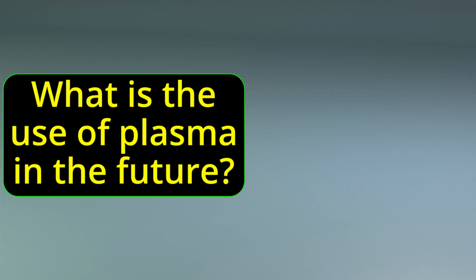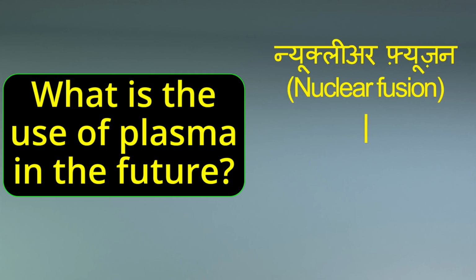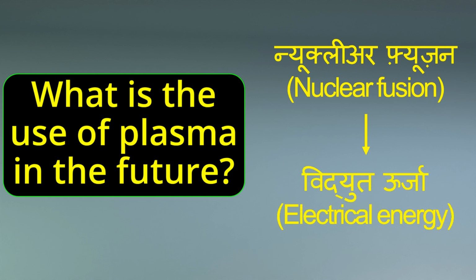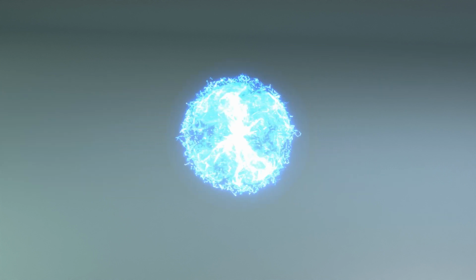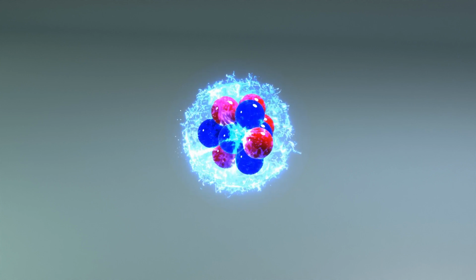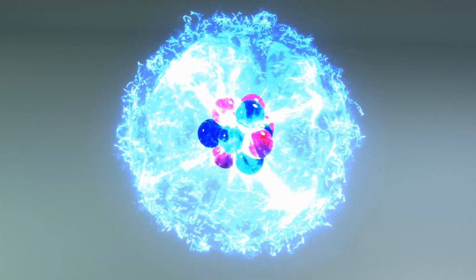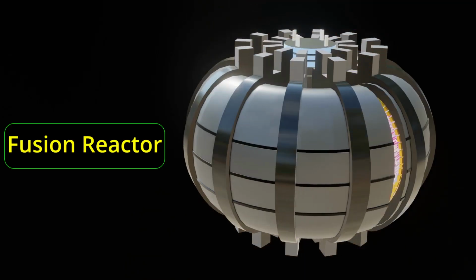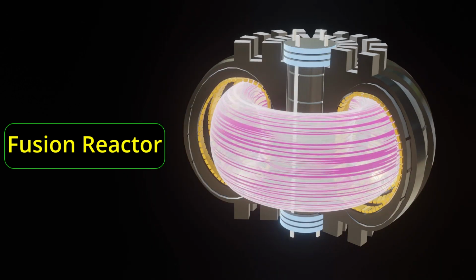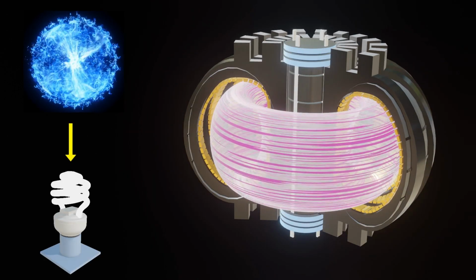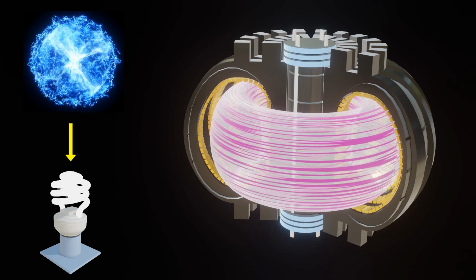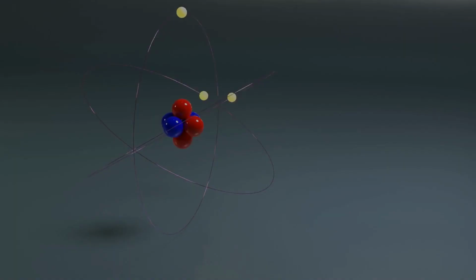In the future, plasma technology could be used to generate energy through fusion reactions. In fusion reactions, two nuclei combine to form a heavier nucleus, releasing a significant amount of energy. With the help of plasma, controlling this fusion reaction becomes feasible, and the released energy can be converted into electrical energy. I hope you have learned a lot about plasma from today's video.